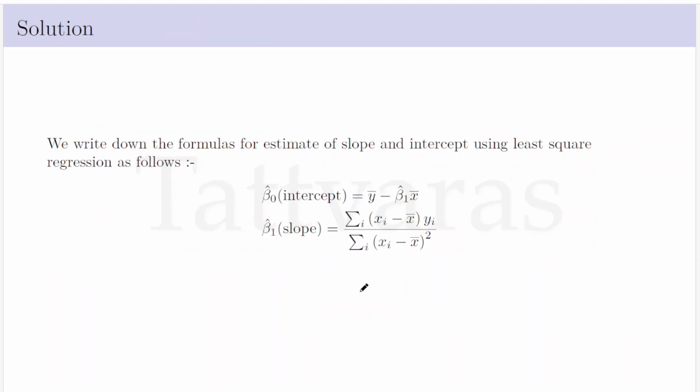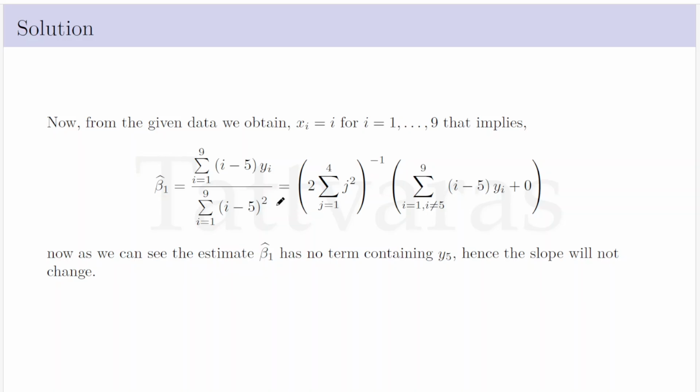As you can see, these are the formulas for the intercept and slope of a regression line with just one covariate. Now if we put xi equal to i, then we obtain a certain formula, and this is that formula. Beta 1 cap is the summation of (i minus 5) times yi divided by the summation of (i minus 5) squared. So this is that simplified form.